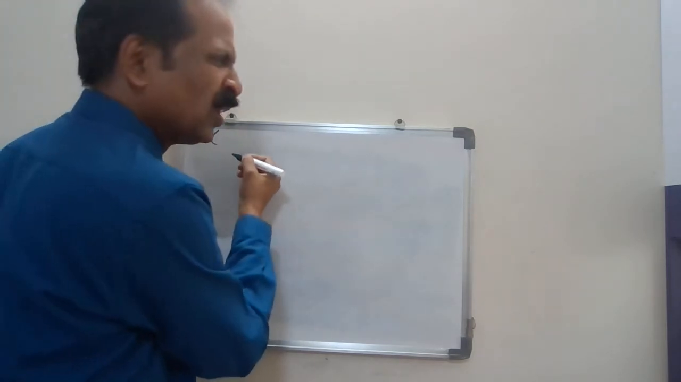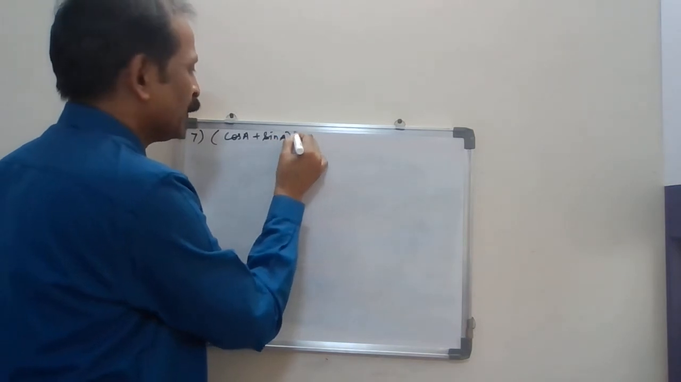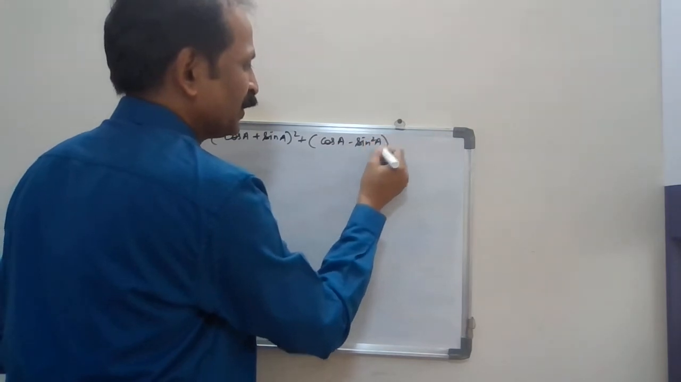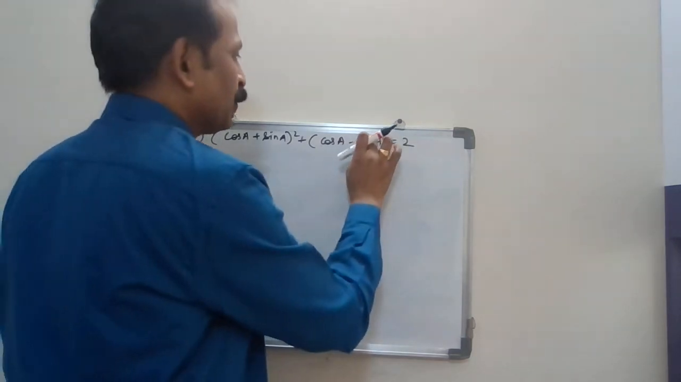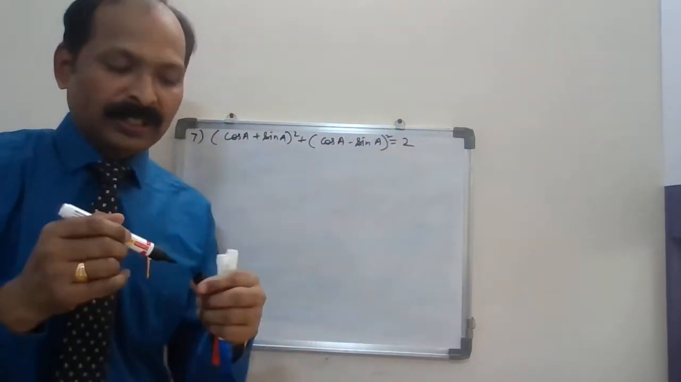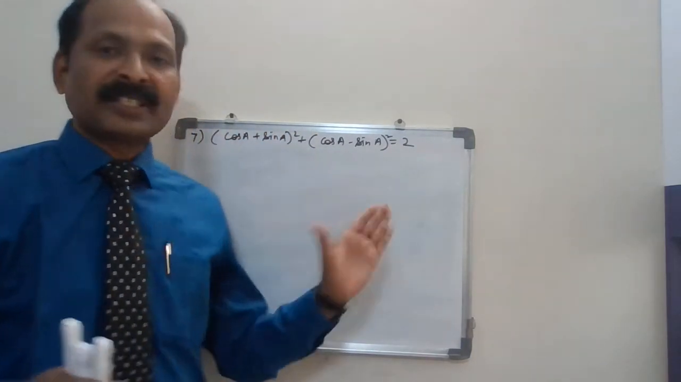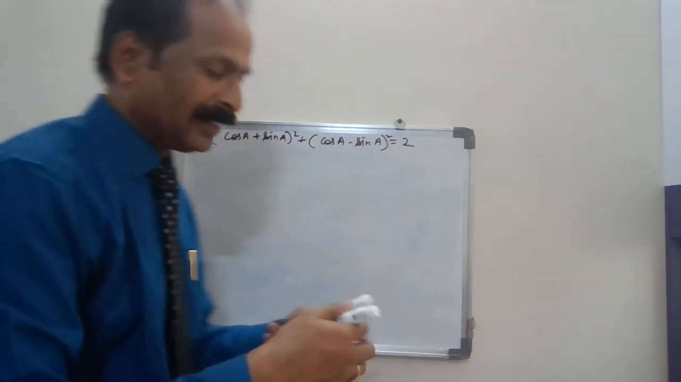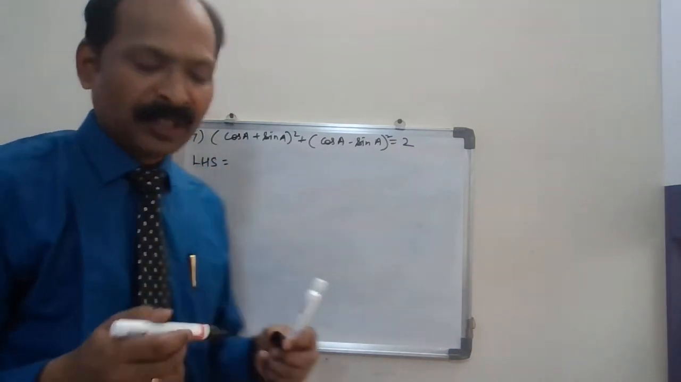I have cos A plus sin A the whole square, and cos A minus sin A the whole square, and you have to prove it equals 2. See, you must know in algebra that A plus B the whole square plus A minus B the whole square is twice A square plus B square, and minus we get 4AB. But here you can simply open the bracket. When you solve LHS, simply open the bracket, because sine and cos don't have a direct relation.